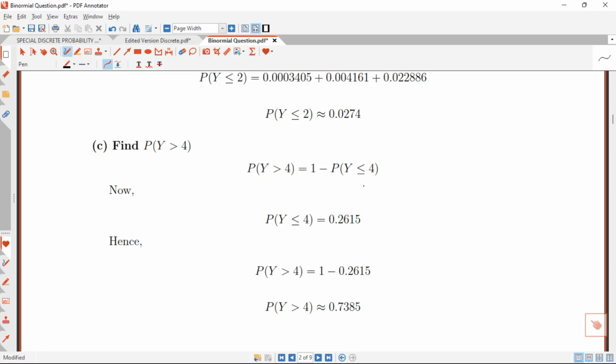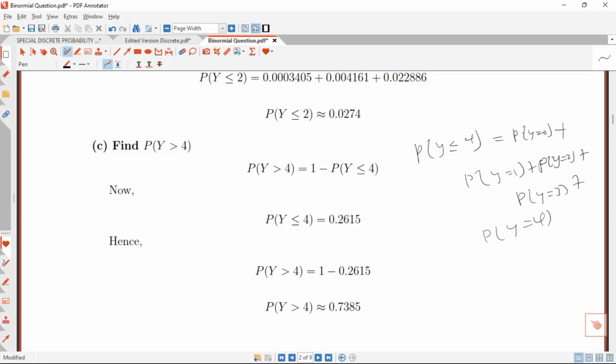The reason why we got 0.2615 is that the probability that y is less than or equal to 4 will be equal to the probability that y is equal to 0, plus the probability that y is equal to 1, plus the probability that y is equal to 2, plus the probability that y is equal to 3, plus the probability that y is equal to what? 4. Right? This is what we are going to get.